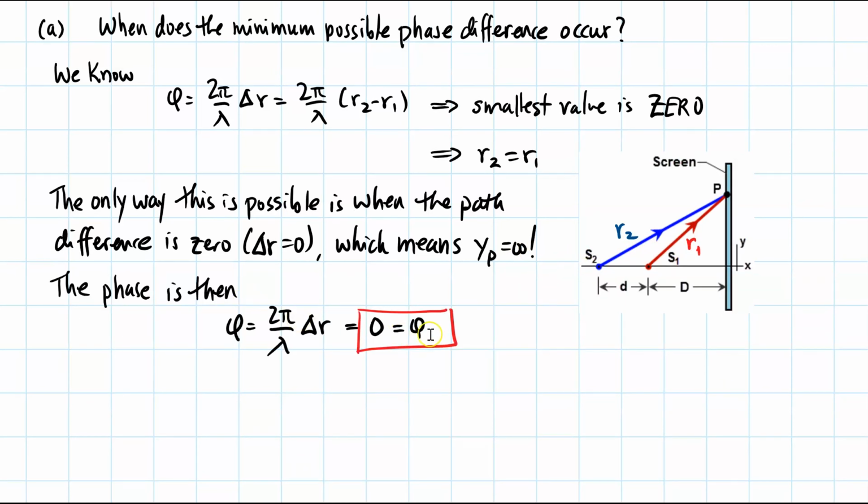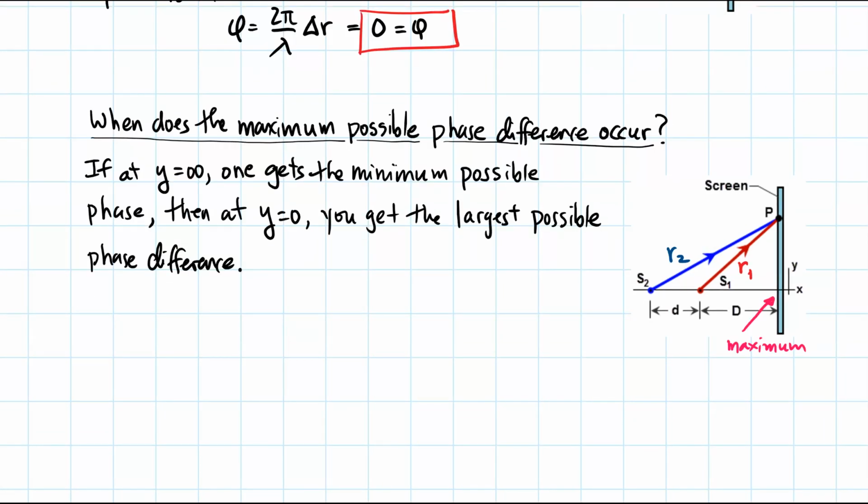So the phase is then equal to 0 since delta R is equal to 0. This is the minimum possible phase. If at y equal to infinity one gets the minimum possible phase, then at y equal to 0 you get the maximum or largest possible phase difference. That means that the waves travel horizontal distance from 1 and 2 to the screen. Picture-wise it looks like this.